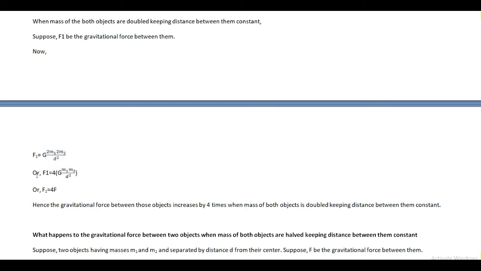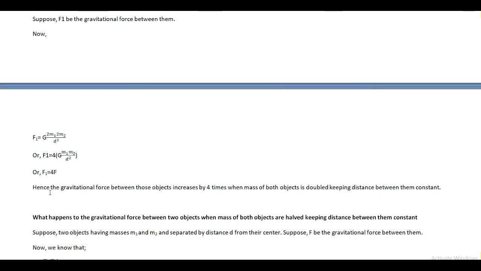Then 2 multiplied by 2 is 4, and 4 can be written separately outside. So we have obtained F1 equals 4 G m1 m2 by d square. Now in place of G m1 m2 by d square we can write F, because G m1 m2 by d square equals F. So we have obtained F1 equals 4F. That means the final gravitational force equals 4 times the initial gravitational force. So it is clear that the gravitational force is increased by 4 times. Hence the gravitational force between those objects increases by 4 times when the mass of both objects is doubled, keeping the distance between them constant.